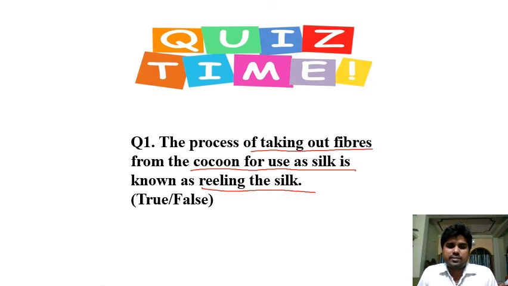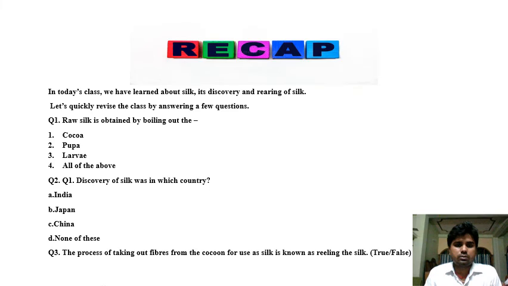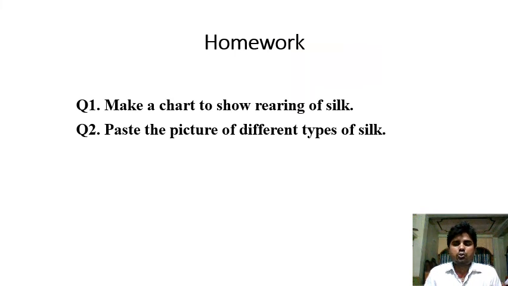Okay, students, we have studied that the process of taking out the fibers from the cocoon for use as silk is known as reeling of silk. Yes, of course, the statement is true. So we have studied about the rearing of silk and the story about silk, and we have also revised the section.